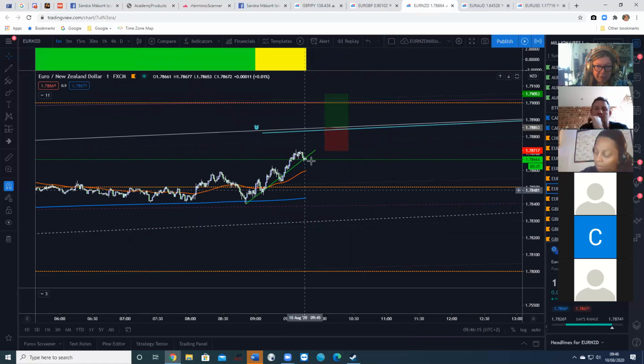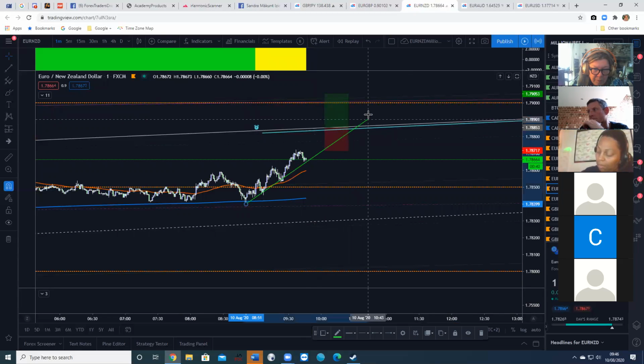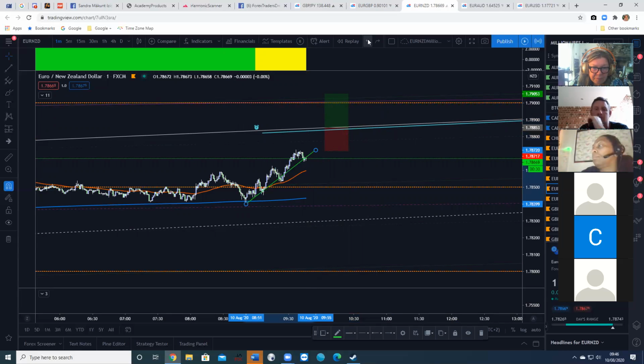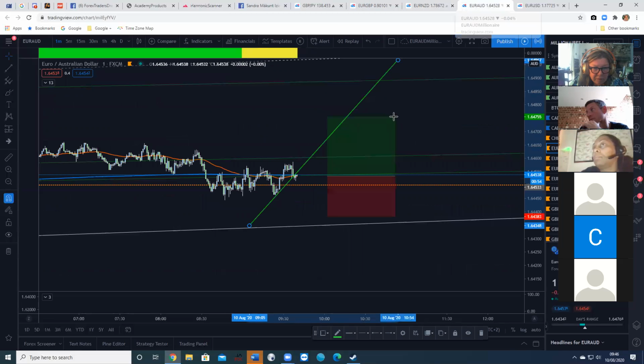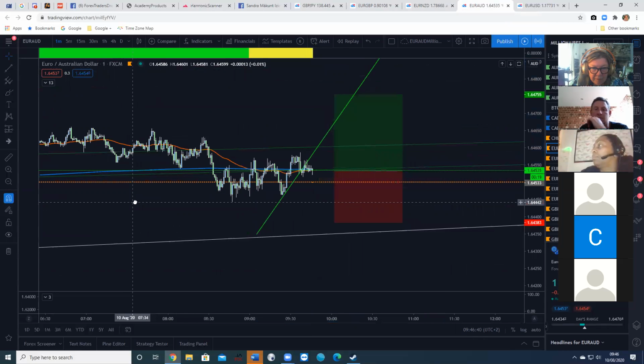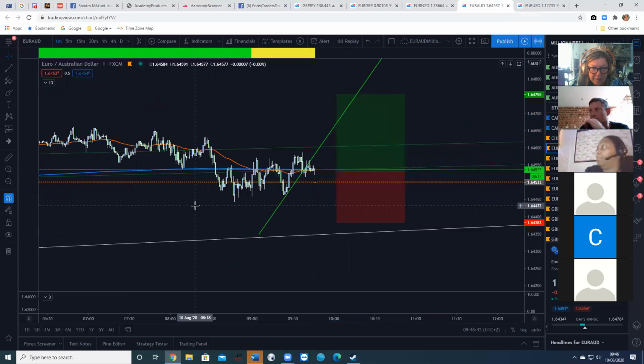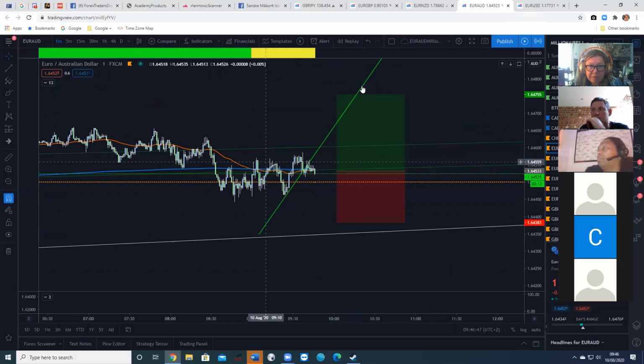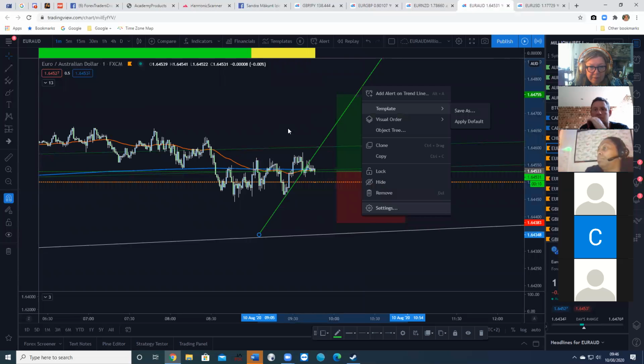So Euro NZD still saying buy. A little bit of a retrace back to that 1 minute trend line. I'll leave that where it was. And Euro AUD still stalling out. Still stalling out exactly that same area. Let's move on to another pair then.